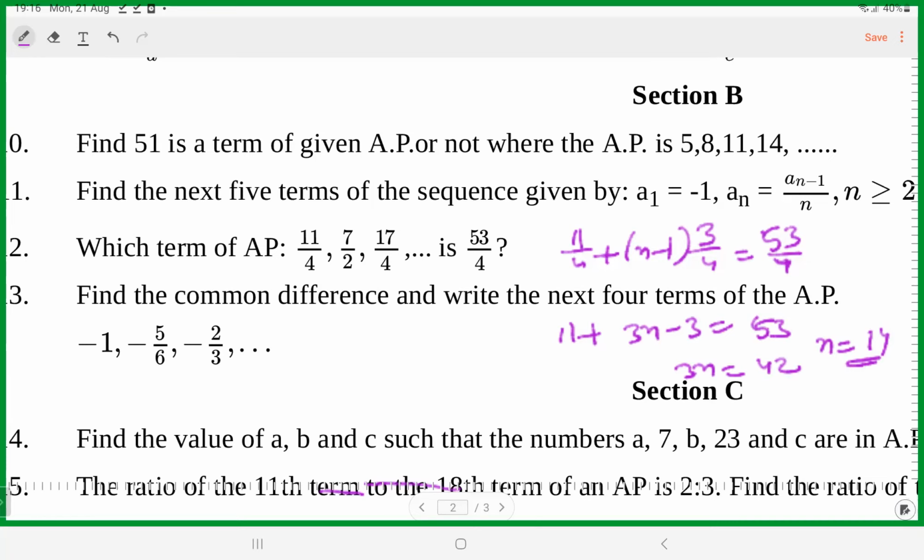What about the 13th one? Find the common difference and write the next four terms of the AP. What's the common difference here? The d value. 3n equal to 45, n equal to 15. So what's the common difference and find the next four terms? 1/6. Good. What are the next four terms?